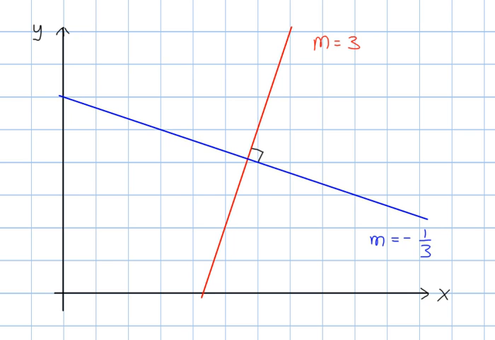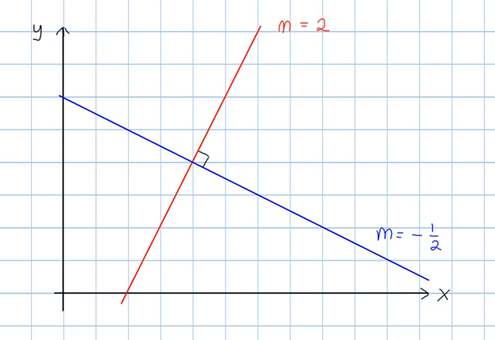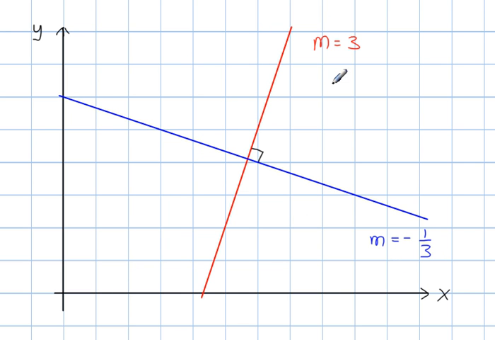Now, you might notice a slight pattern here. The gradient for this one was 2, for this one was -1/2, so the signs are opposite. And if you take 2 and work out its reciprocal, so if you do 1 divided by this gradient, you get this one, and you also change the sign in the process. For this example here, starting with 3, if you change the sign, so that's positive, you get a negative value. If you take the reciprocal of 3, you get 1/3.